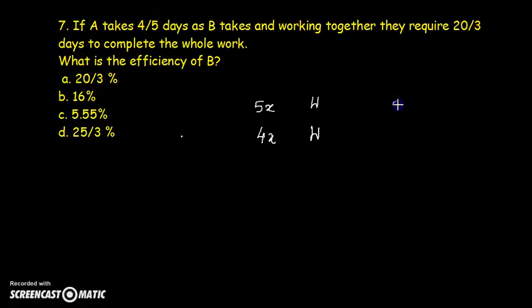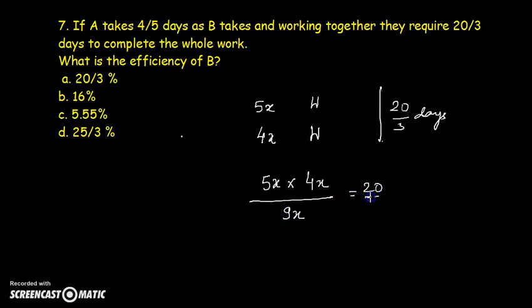And together they take 20/3 days to finish the entire work. From here itself you can use the shortcut which we learned in the first question. 5x multiplied by 4x divided by their sum, which is 9x, and this is given as 20/3. You can cancel out x as x cannot be 0 here, and you can write 20x by 9 is 20/3. This gives you x as 3.